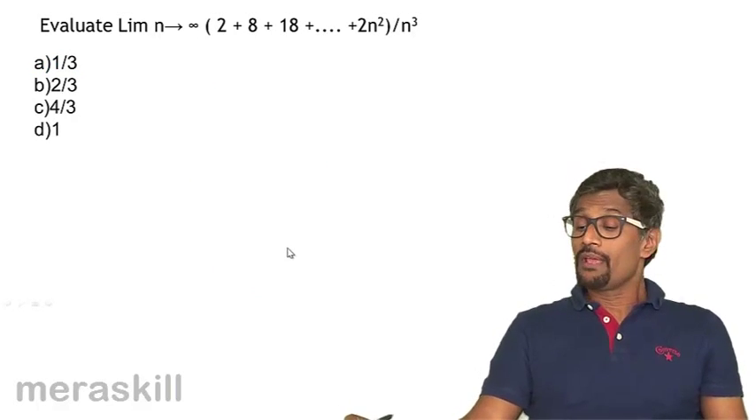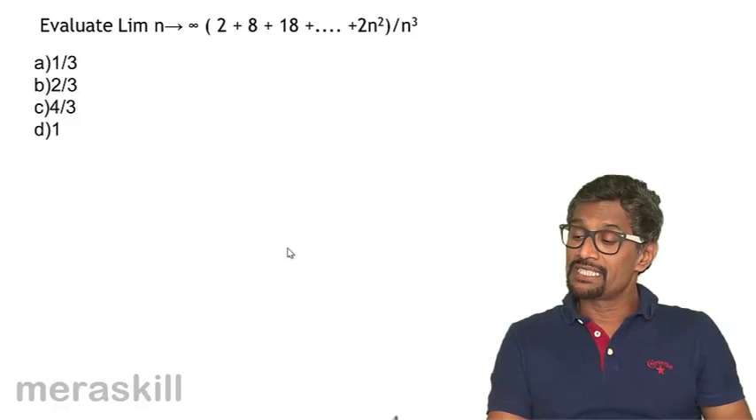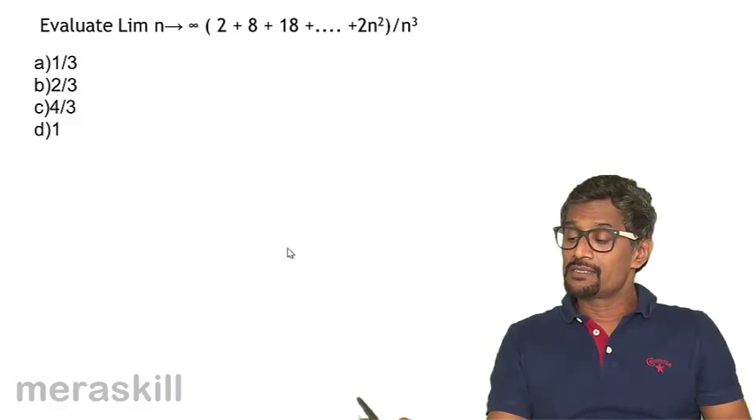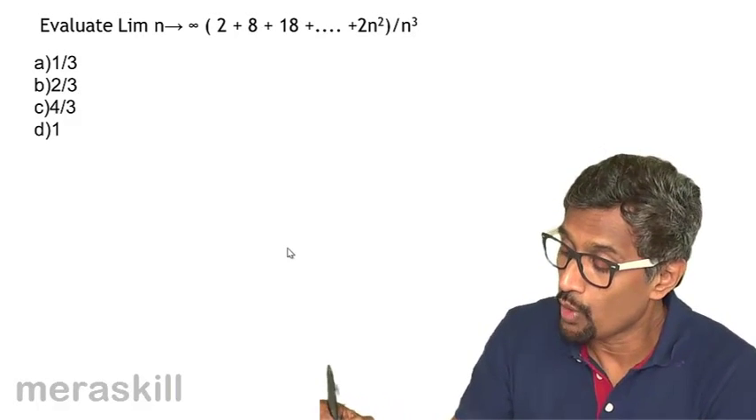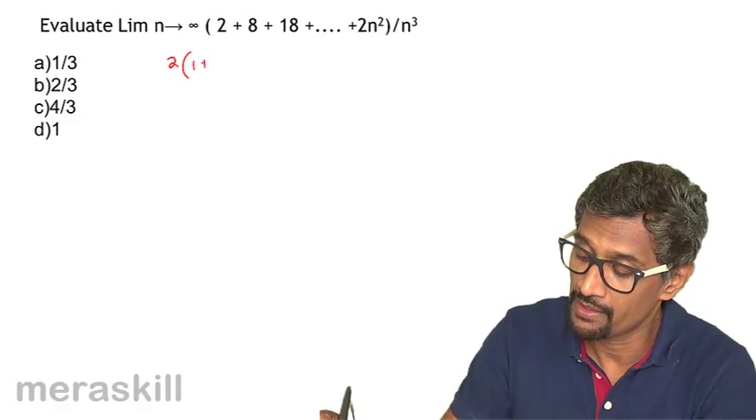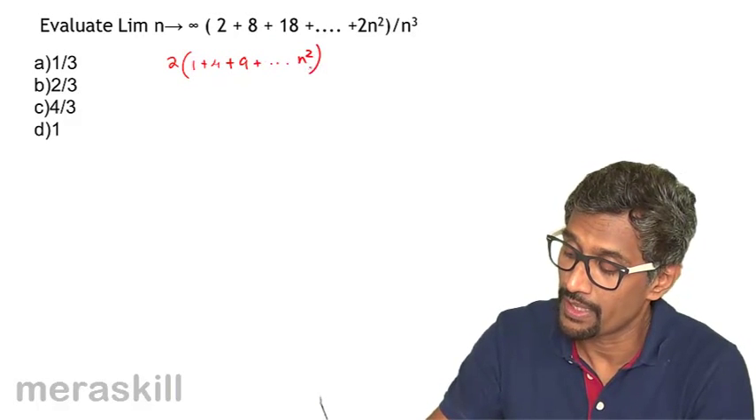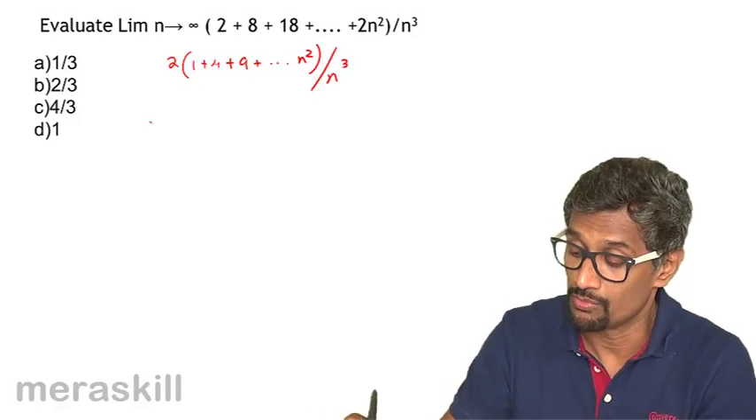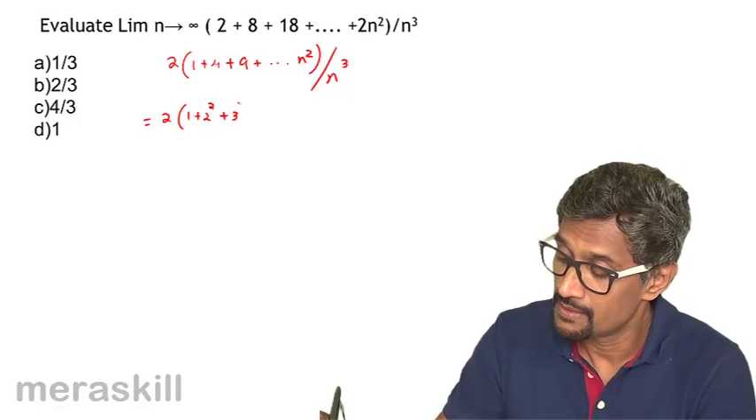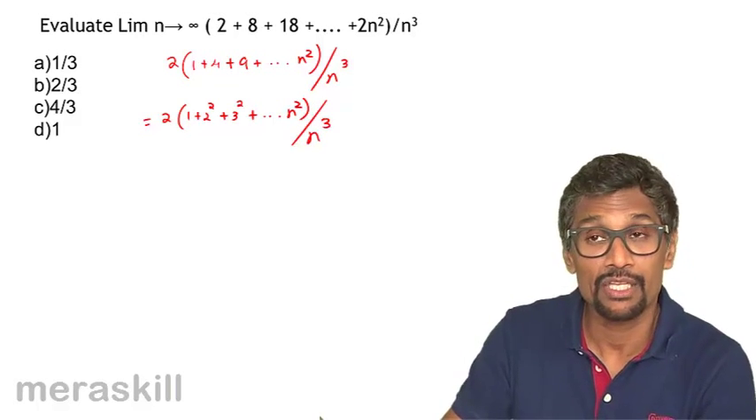Okay. Now we have an interesting sum here. Evaluate the limit of 2 plus 8 plus 18 plus dot dot dot 2n square, divided by n cube, as n tends to infinity. Now what is this expression? If you see, you can take out 2 common in this and you get 1 plus 4 plus 9 plus dot dot dot n square divided by n cube, which will be 2 into 1 plus 2 square plus 3 square plus dot dot dot n square, the whole divided by n cube.